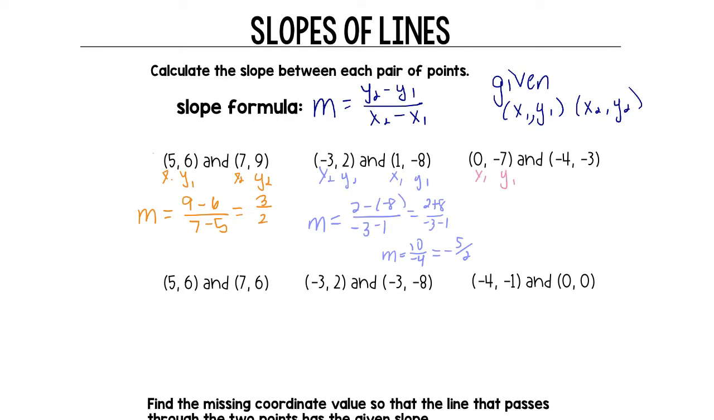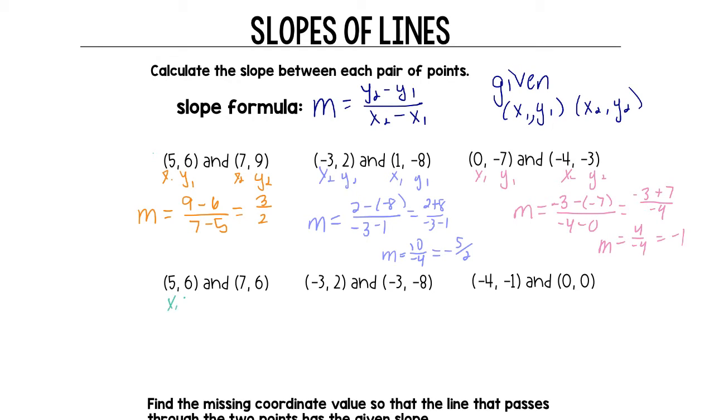Label them again, x1, y1, x2, y2. Slope is negative 3 minus negative 7 divided by negative 4 minus 0. Negative 3 minus negative 7 is the same as negative 3 plus 7 over negative 4. Well, that is 4 over negative 4, which is the same as negative 1. If I were you, I'd pause here and figure these out and then come back and check your answers.